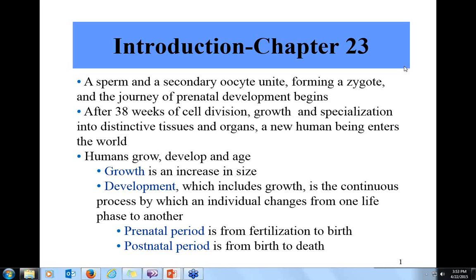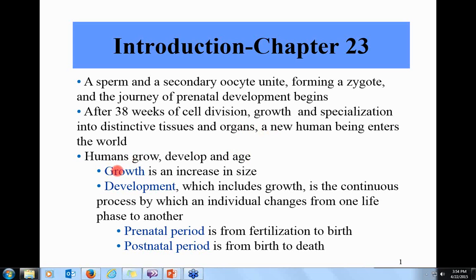Tonight we're talking about Chapter 23, which is Pregnancy, Growth, and Development. So we're talking about what happens after reproduction. Once you have formed a zygote from the sperm and the secondary oocyte joining, then you get prenatal development. Prenatal development is roughly 38 weeks, and it's cell division, growth, and specialization into tissues. So you'll see your 4 tissue types. These will form organs, and then you'll get a new human being. It should all go well.